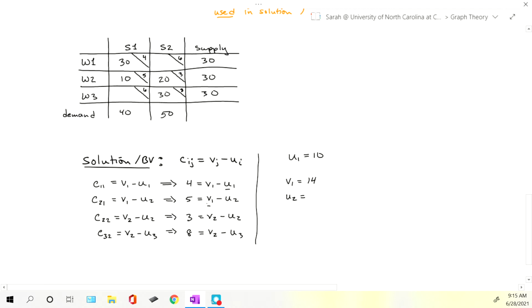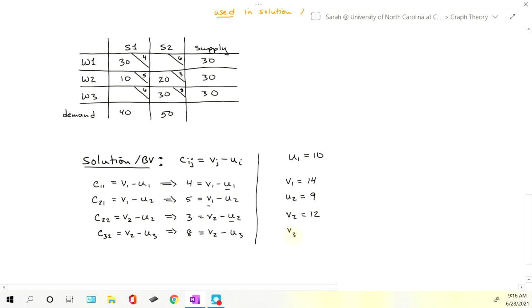Now, V1 right here is 14. So 5 equals 14 minus U2. Well, what subtracted from 14 equals 5? That looks like a 9. So if we do a quick double check of that, 14 minus 9 is 5, so yep, we're good. Next one down, we now have U2. We don't have V2, so we can solve for V2. Here, something minus 9 equals 3, so we can add 9 to both sides, which tells you V2 equals 12.